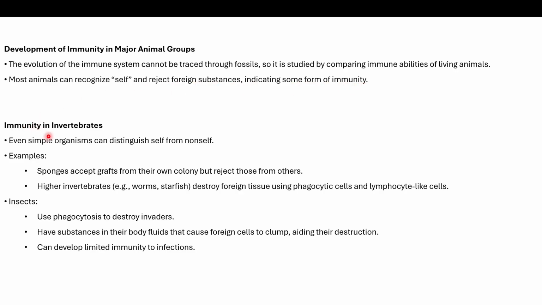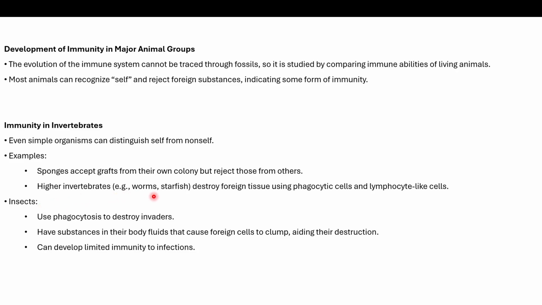Now, if we talk about immunity in invertebrates, even simple organisms can distinguish self from non-self. For example, sponges can accept grafts. Sponges can regenerate, right? We looked at porifera. So sponges accept grafts from their own colony but reject those from others.